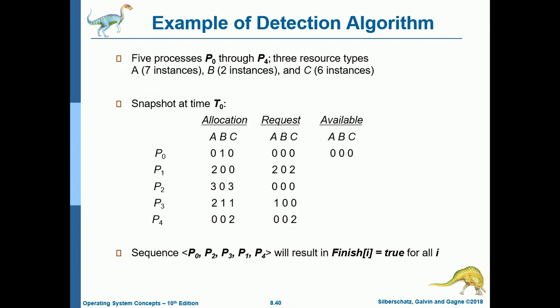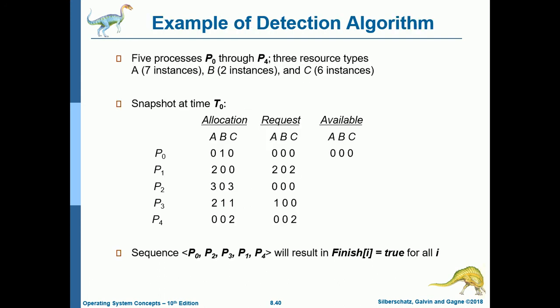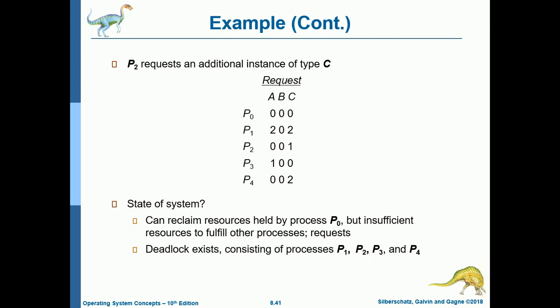Okay, next, what if P sub 2 requests an additional resource of type C? Previously, it did not have any requests for any of the resources, but now it requests an additional instance of type C. So that's why the request of P sub 2 becomes 001. So what is the state of the system?